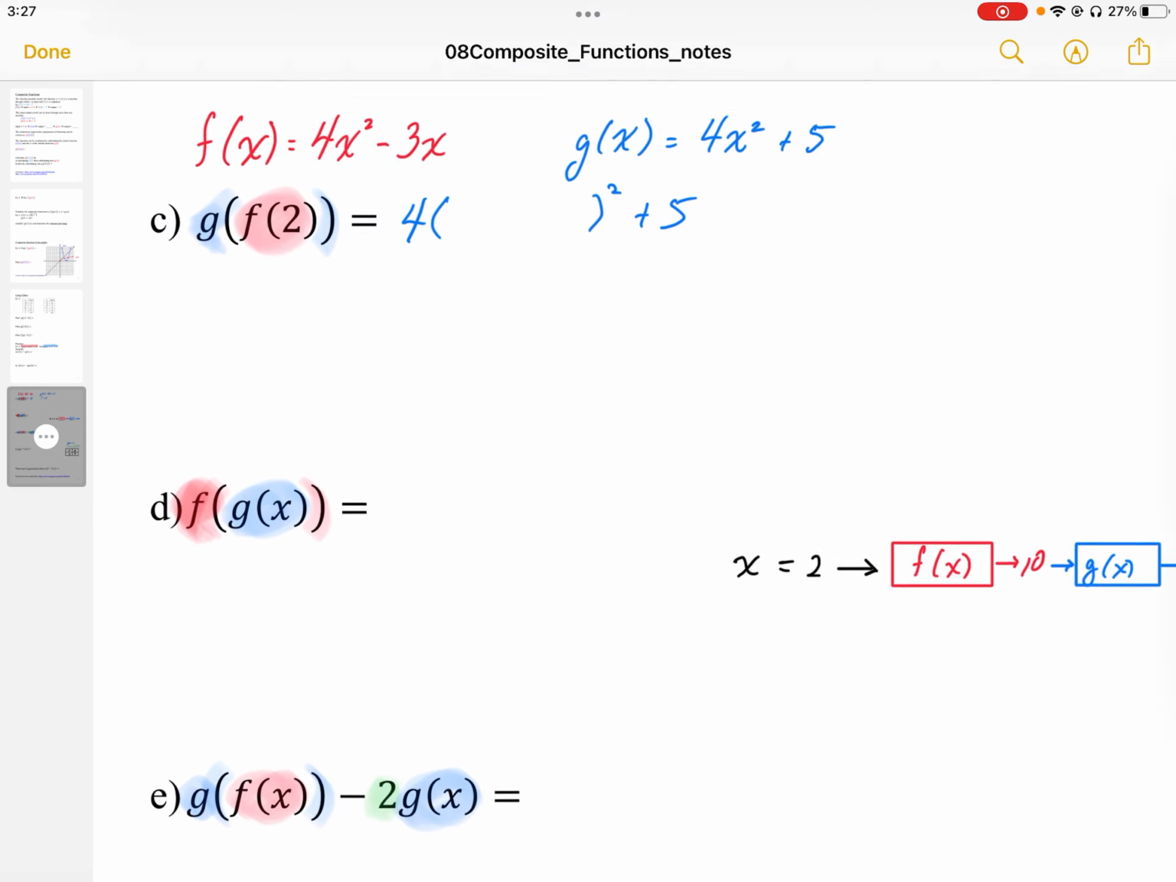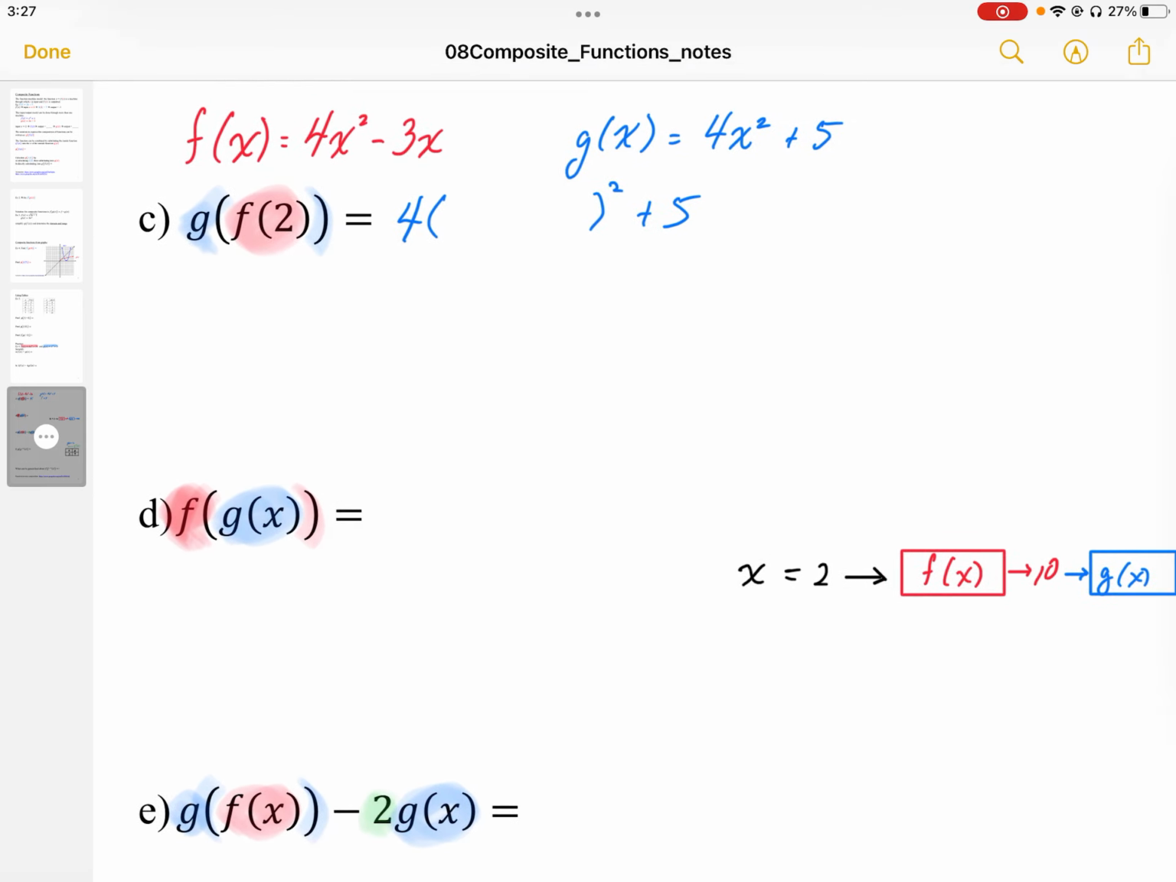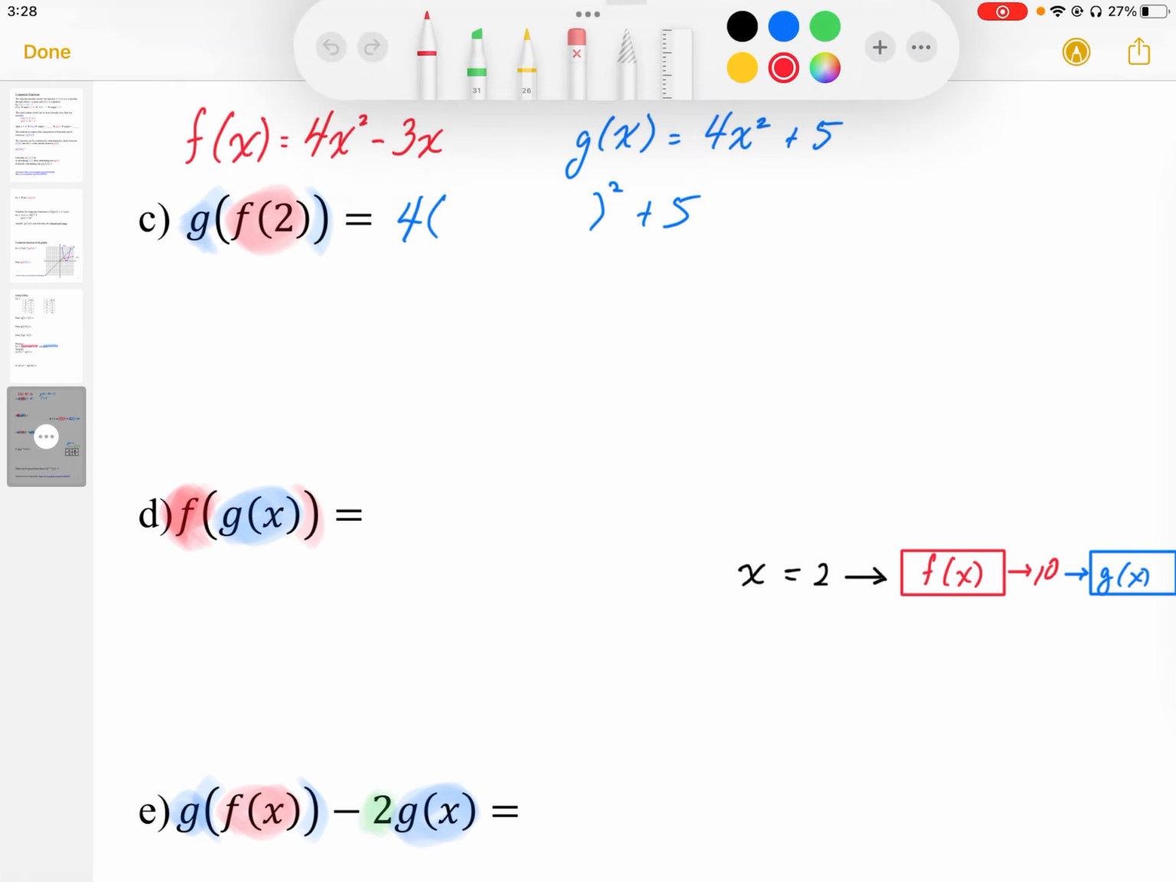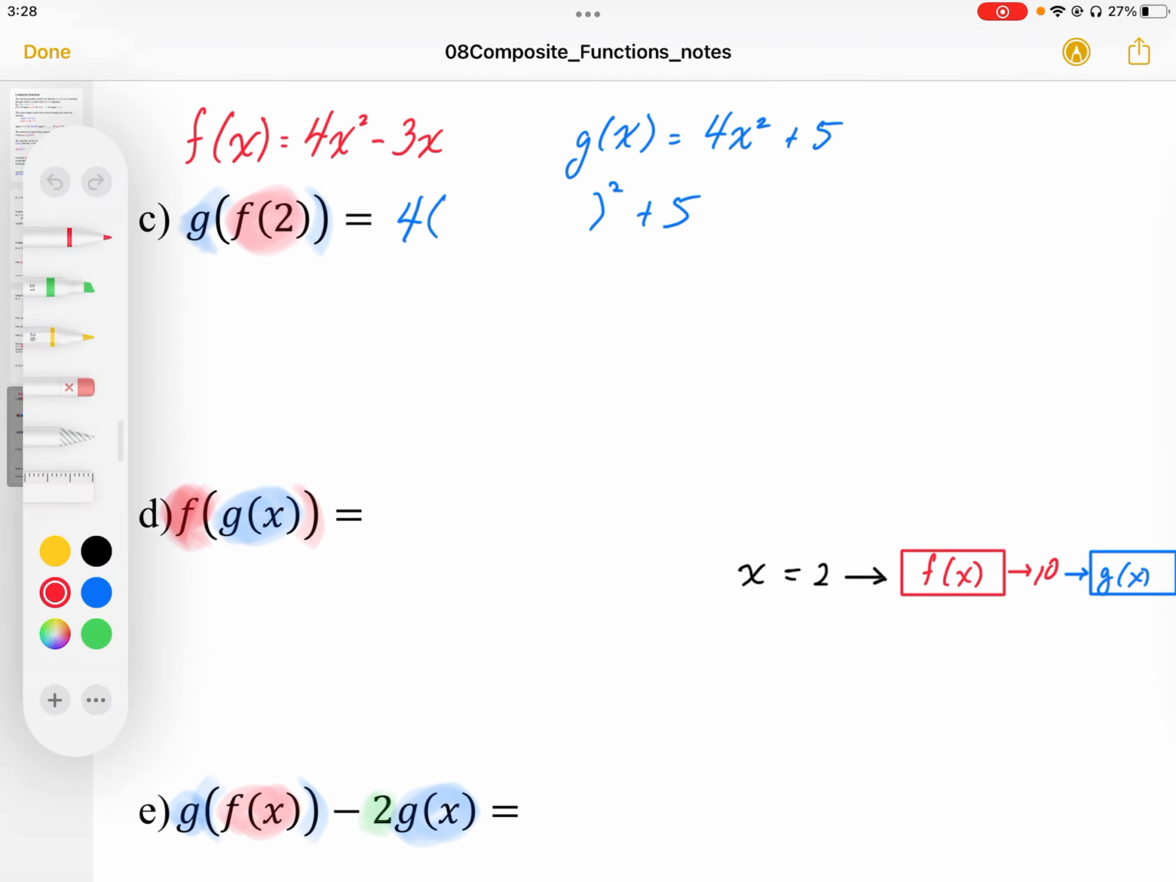But we're going to do this algebraically as well, where we embed the f function into the g, and then evaluate at x equals 2. So on the inside, I'm going to plug in, for x, the f function, 4x squared minus 3x. So I'm going to embed 4x squared minus 3x inside the x squared in the g of x function. Once I've done that, I'm going to expand this out and combine like terms.